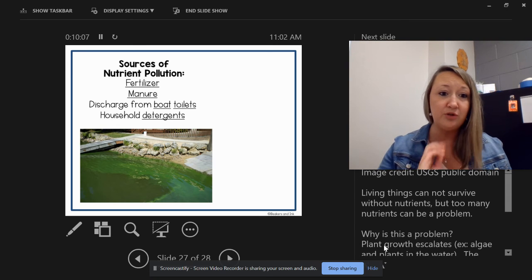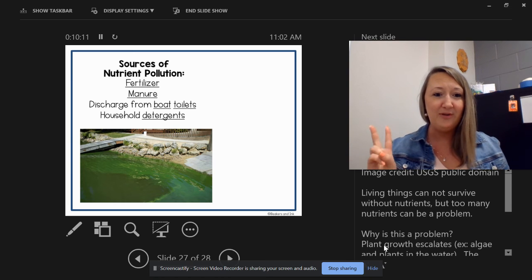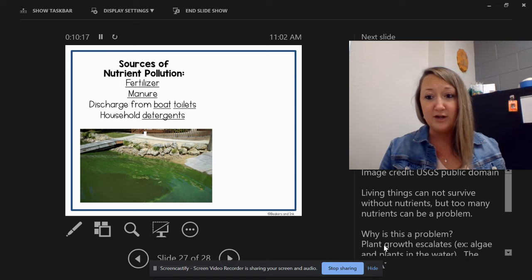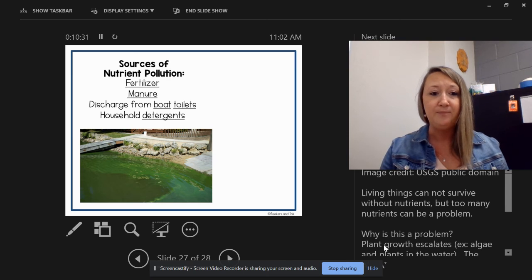Some sources of nutrient pollution are fertilizer, again, manure. I know we've talked about this quite a bit, but cow manure is a huge problem for not just freshwater areas, but also saltwater areas, because that manure washes into our ocean and it causes these dead zones where this algae bloom has happened. And then there's areas where fish can't survive because there's not enough dissolved oxygen in the water.